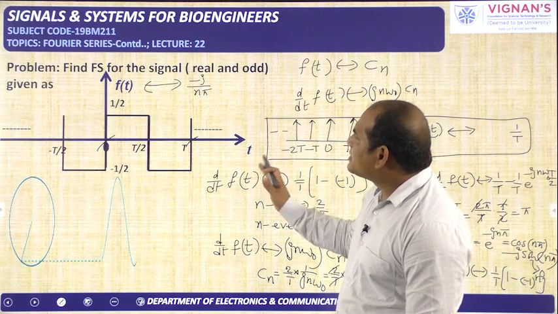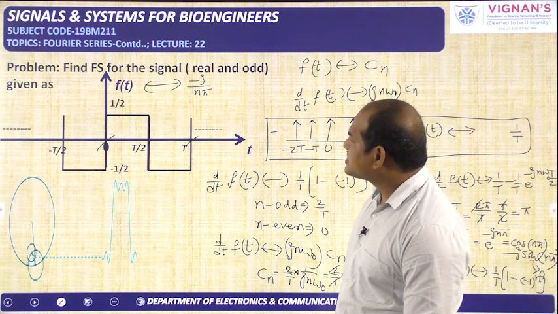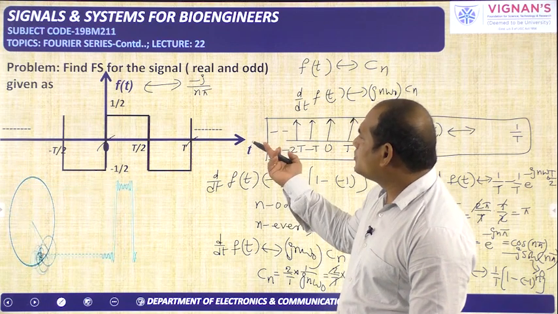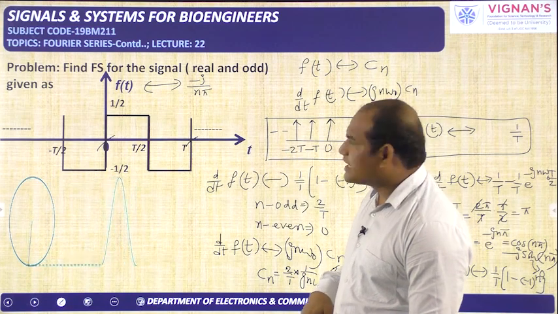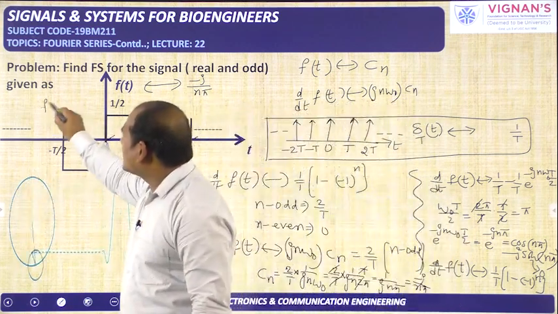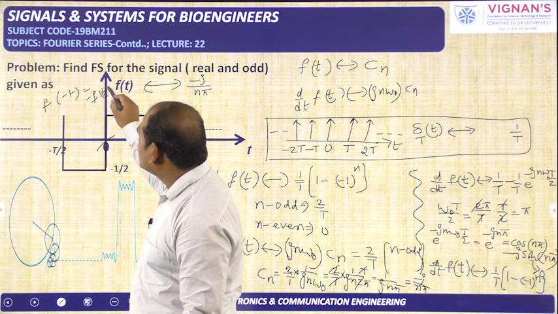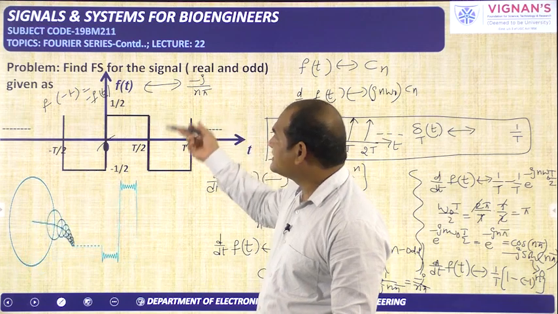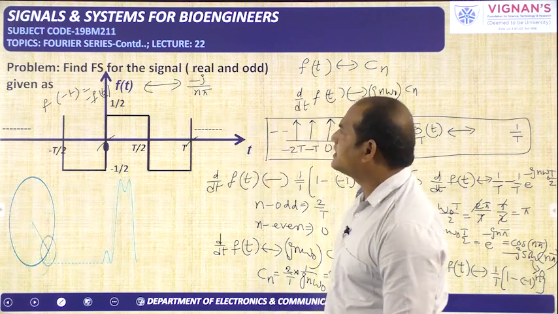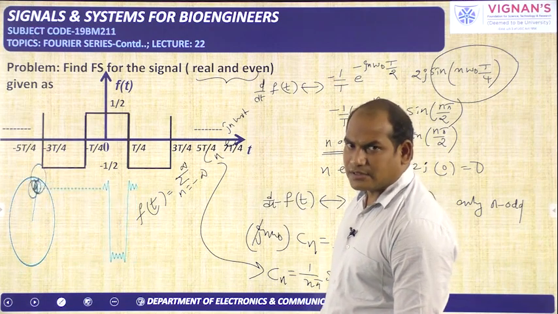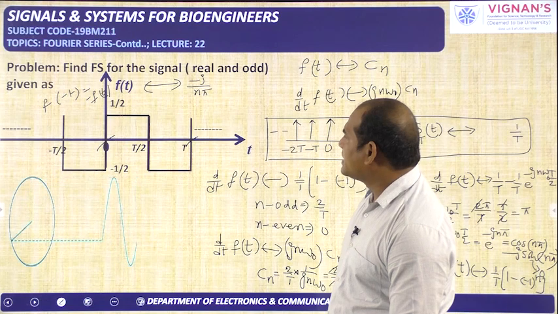But in the present problem f of t is a square wave, but it is not even. We can tell that just by observing. And if you apply the property of the odd signal, that is f of minus t is equal to minus f of t, then you can understand that this given f of t signal is an odd signal. So it is a real and odd signal, whereas the previous one is a real and even signal. Why I am telling all these things is that now the conclusions will be given to you.